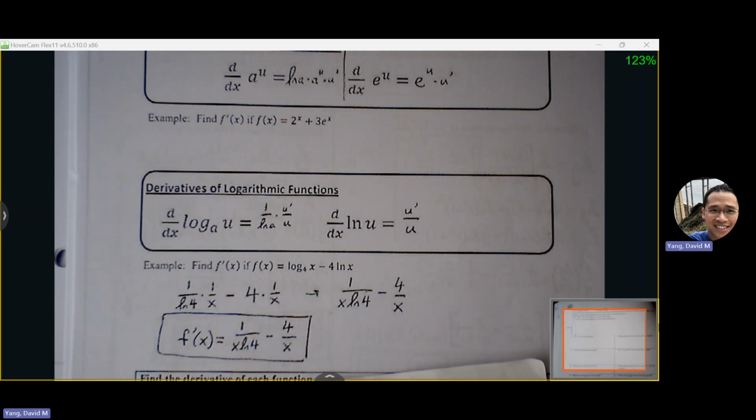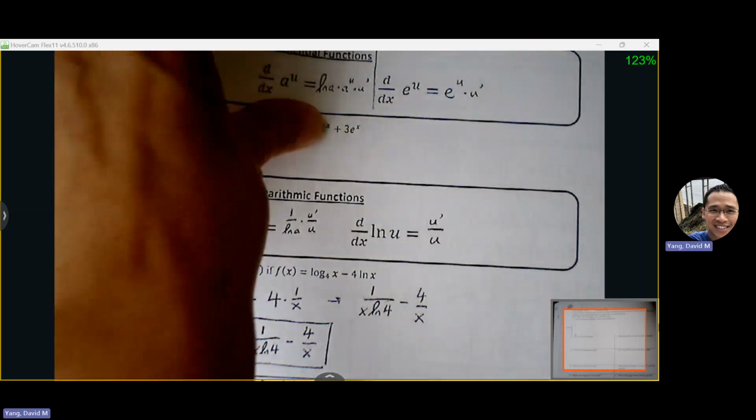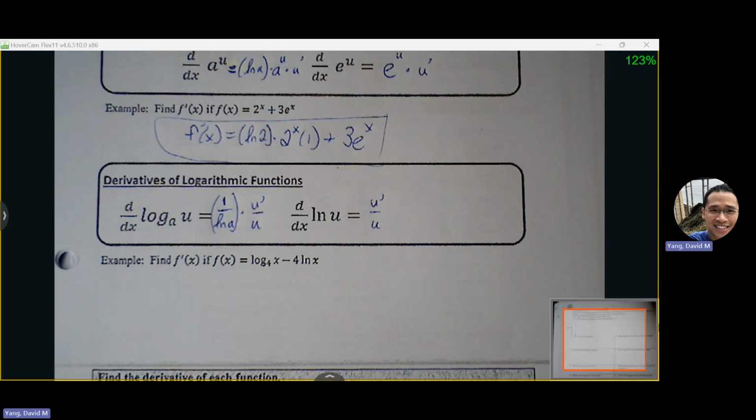Okay, try the bottom of the page, see if you can get comfortable with applying these rules as well as rules from previous sections.